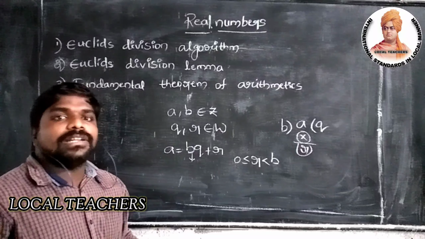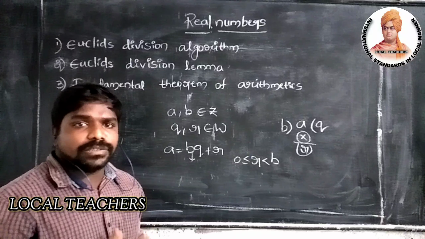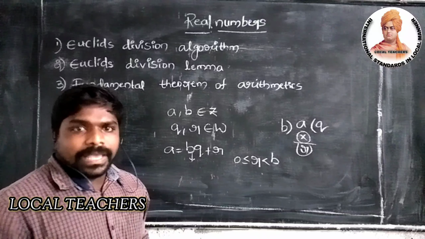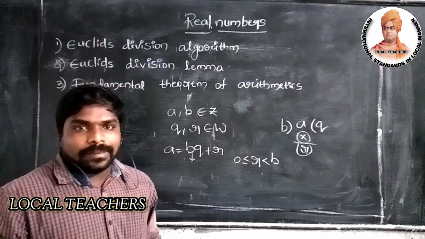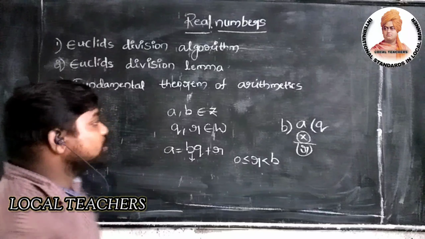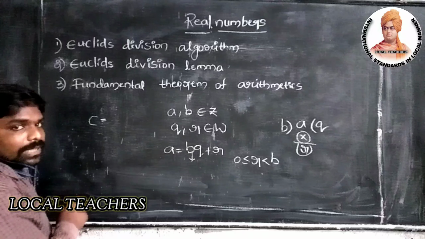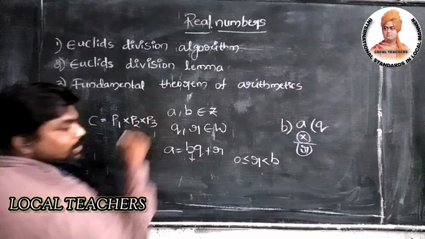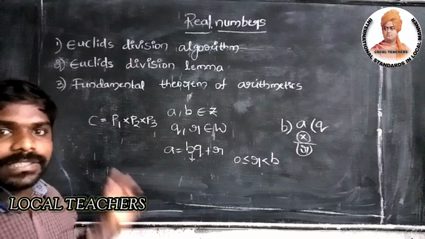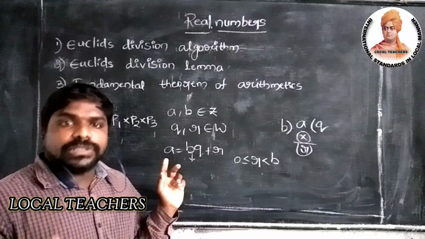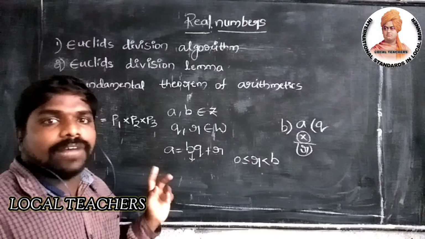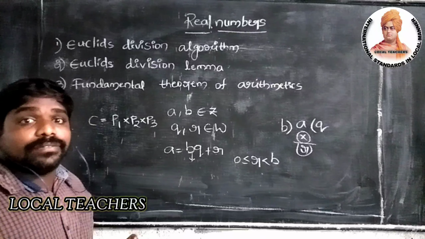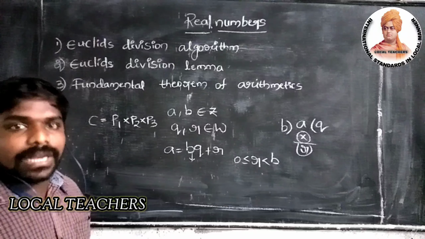The third concept is the fundamental theorem of arithmetic. What will the fundamental theorem of arithmetic tell you? Any composite number, whatever it may be, can be written as a product of prime numbers. Let us say C is a composite number. It can be written as a product of prime numbers P1, P2, P3. C is a composite number. Any composite number can be written as a product of prime numbers in a unique way, irrespective of the order in which they occur.